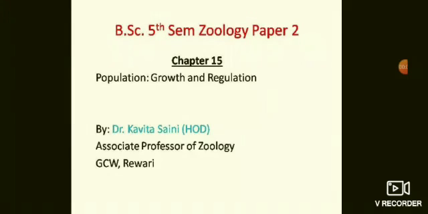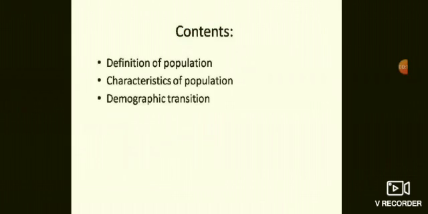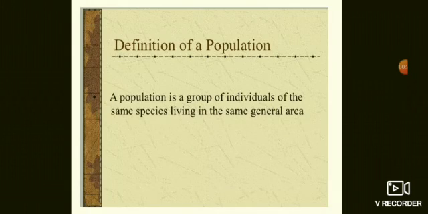Everyone, today's topic is population growth and regulation, BSc 5th Semester Zoology Paper 2, that is ecology and evolution. This lecture consists of various contents like definition of population, characteristics of population and demographic transition. The first thing you have to know about is what a population is.